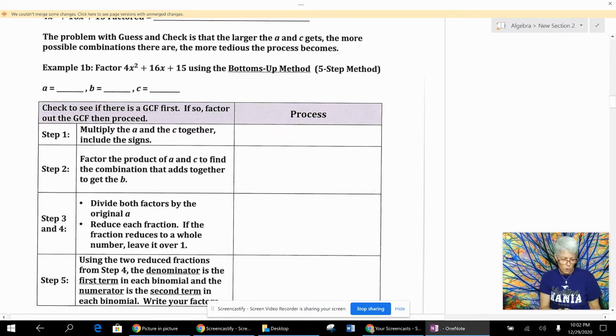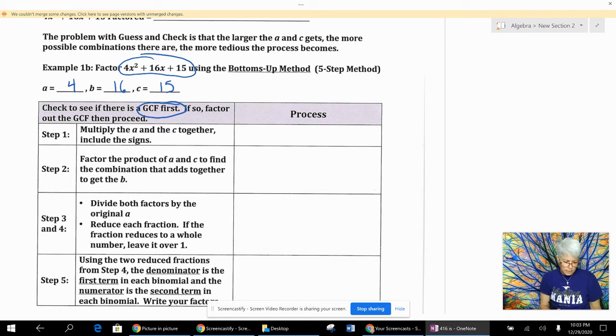So I have this equation right here, and a is 4, b is 16, c is 15. Now, because we did bottoms up yesterday when a was 1, pretty much everything's exactly the same today with the exception of one move. First, we're going to look and see, is there a greatest common factor? I'm looking at the 4, the 16, and the 15, and I'm going to say, no, there's not.